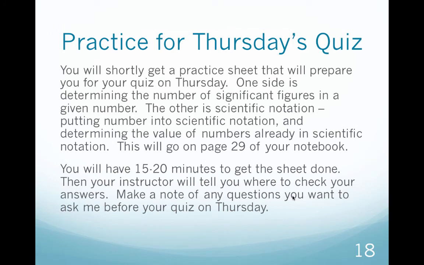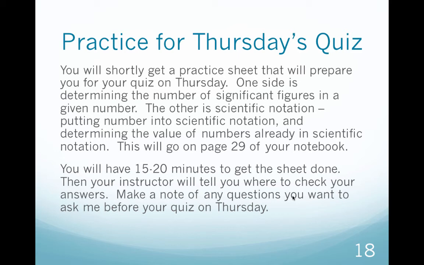Okay, so that is the end of chapter 2. So you will shortly get a practice sheet that will prepare you for your quiz on Thursday. And yes, you're absolutely having a quiz on Thursday. On this practice sheet, one side is determining the number of significant figures in a given number. The other is scientific notation, putting numbers into scientific notation and then determining the value of the numbers already in scientific notation. Or, as I like to call it, zipping numbers into scientific notation and then unzipping them again into their original form.